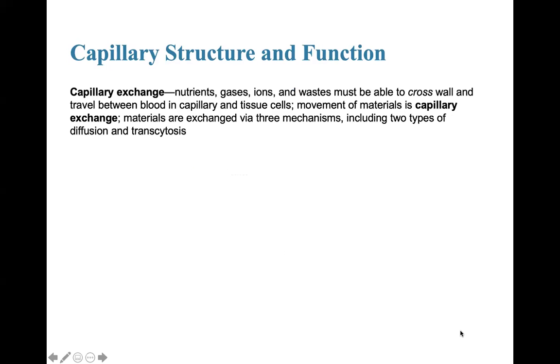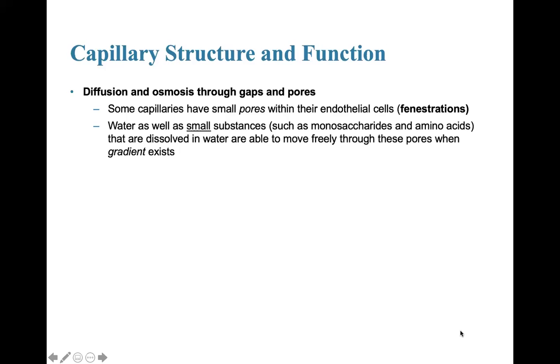Nutrients, gases, ions, and waste must be able to cross the wall and travel between the blood in the capillary and the tissue cells. The movement of materials is capillary exchange. Materials are exchanged via 3 mechanisms, including 2 types of diffusion and transcytosis. Diffusion and osmosis through the gaps and pores of capillaries. Some capillaries will have small pores within their endothelial cells. These are referred to as fenestrations.